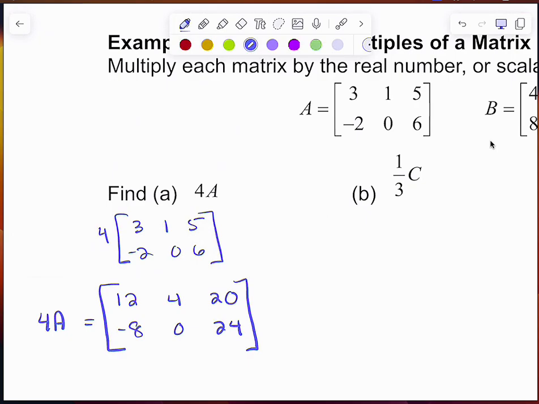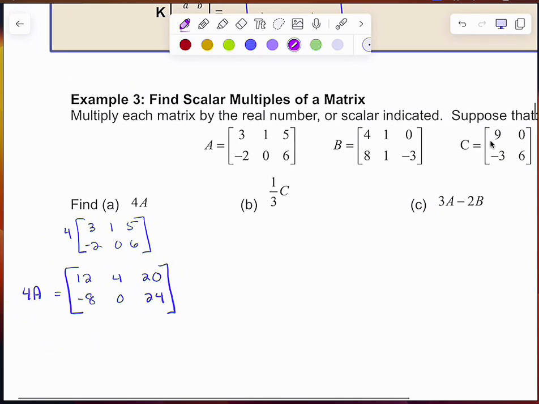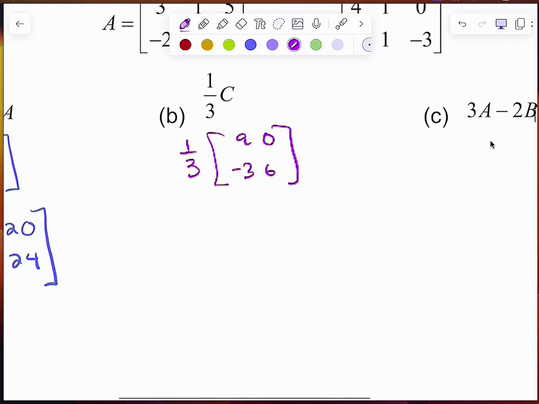All right, let's try 1/3 C. So 1/3 is multiplying by a fraction. It's the same as dividing by 3 though. So when we look at this, we're doing 1/3 of 9, 0, negative 3, 6. 1/3 of 9 is 3, 1/3 of 0 is 0, 1/3 of negative 3 is negative 1, and 1/3 of 6 is 2.